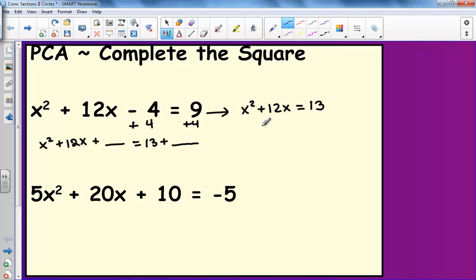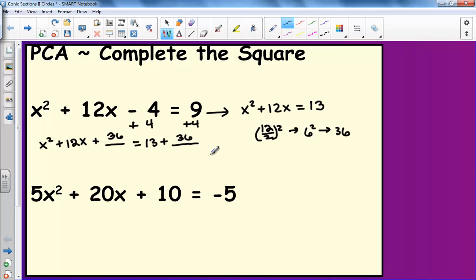So I need to find what I'm going to be adding. So I'm going to be adding 12 over 2 squared. 12 over 2 is 6. And so 6 squared. So I'm going to be adding 36 to each side. So I'm adding 36 here, I'm adding 36 here.